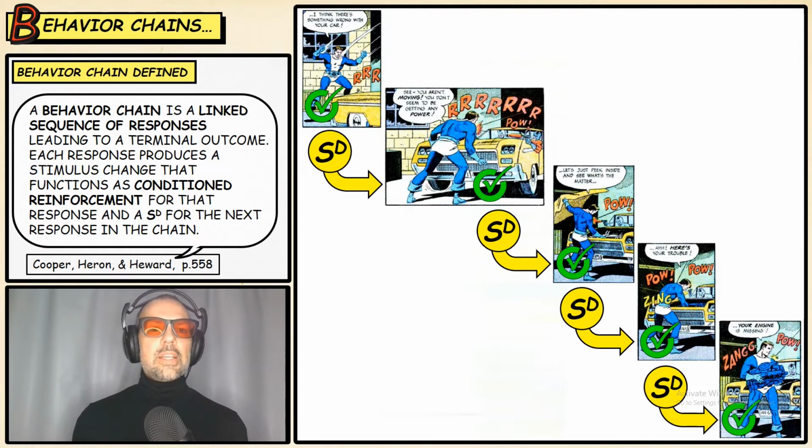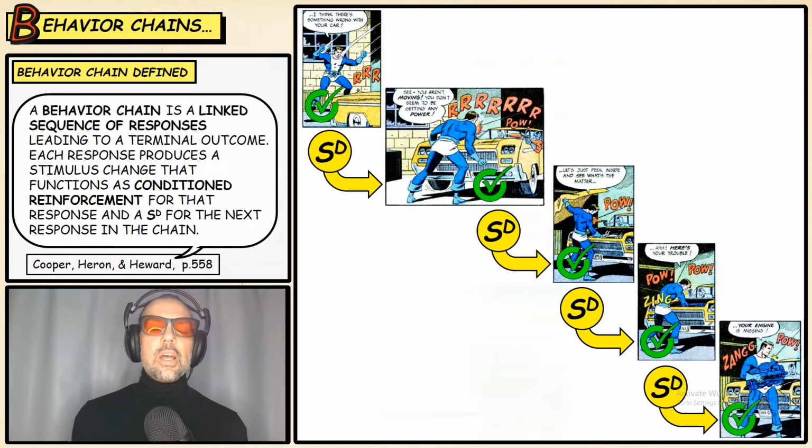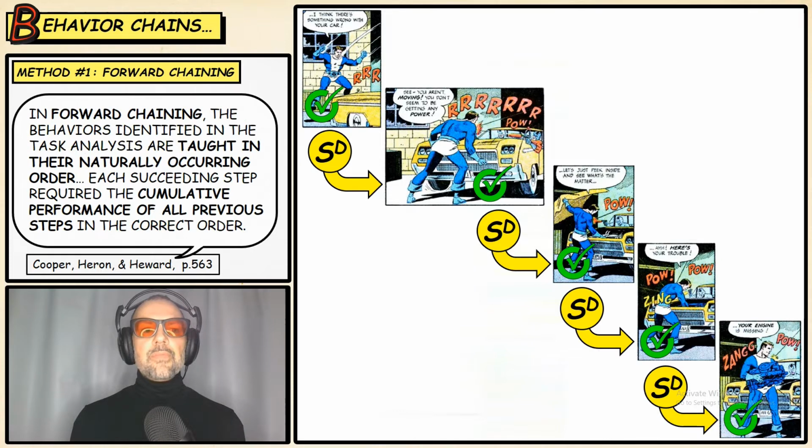What we're going to take a look at today is 4 techniques that you can use if you want to train somebody on this behavior chain. If you want to do some behavior chain training, these are 4 techniques that you can use depending upon different factors. The first one we're going to take a look at is the method of forward chaining.